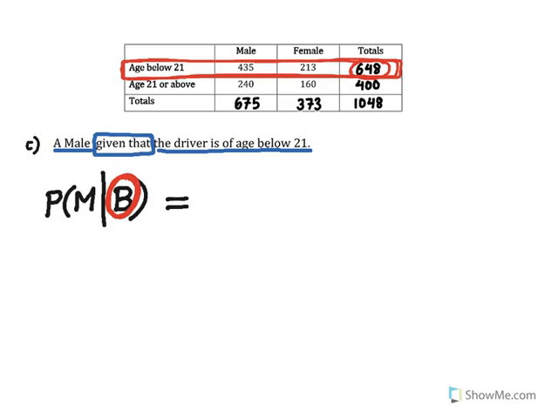How many of the ones that you see here are male? We have 435 out of those 648. So you would say this is 435 males divided by the total number of people with age below 21, that is 648. And if you compute this on your calculator, approximately you'll get 0.67 or 67%.